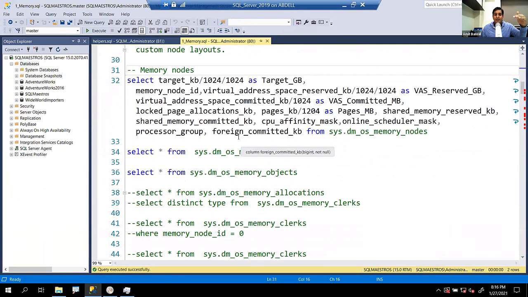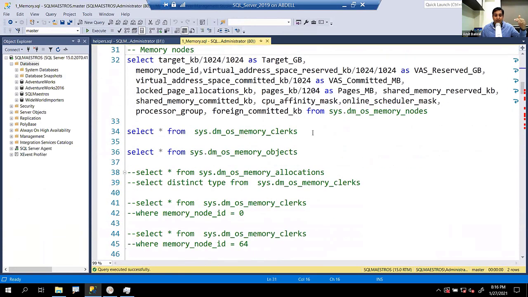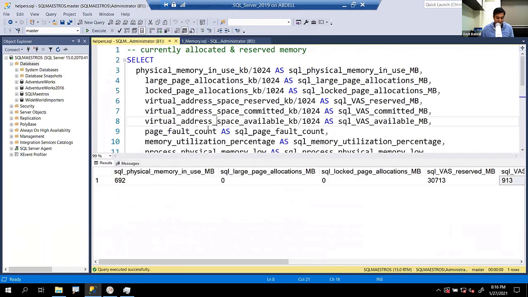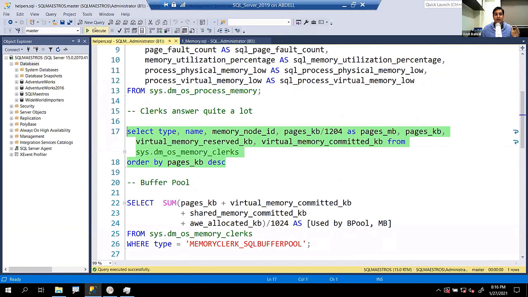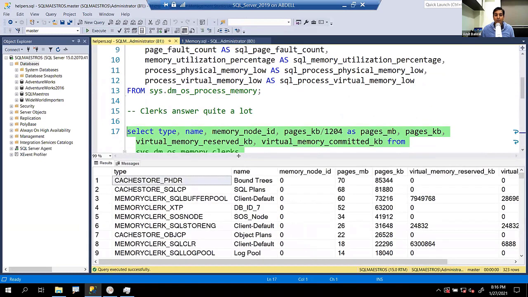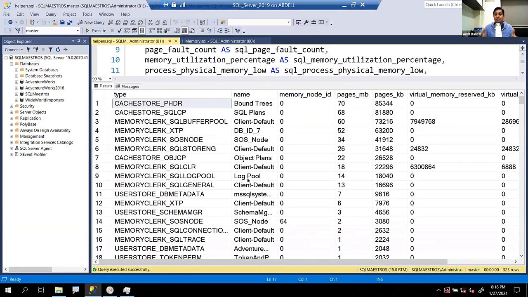So we talked about memory nodes, then you have the memory clerks. I will jump to the helpers section here, and let's go and look at the clerks. Now, as I said, clerks are really important. They tell you how much memory is being consumed by each component inside SQL Server. Remember, most components have their own clerks, but some components do not have their own clerks, and they get their memory allocation via the general clerk. And we'll see that in the example.